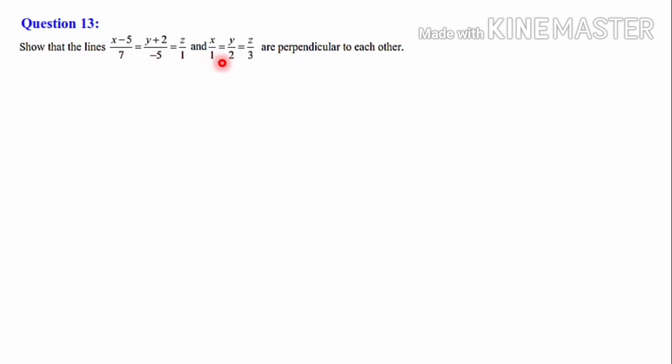First of all, you have to check whether these lines are in standard form or not. If not, you have to convert them. Then you have to use the condition a1 a2 plus b1 b2 plus c1 c2 equal to 0. Then you have to prove that the lines are perpendicular. So this question you will try as homework.